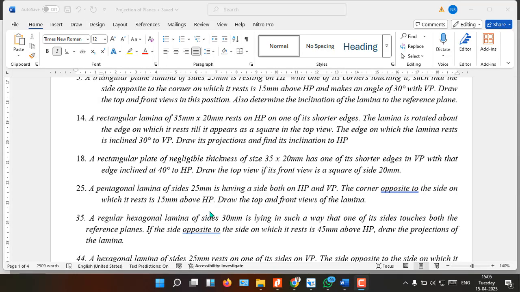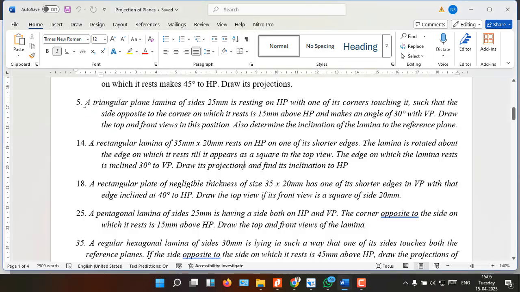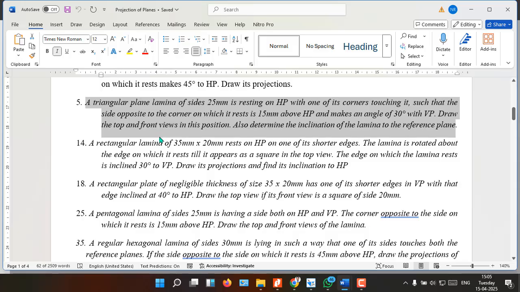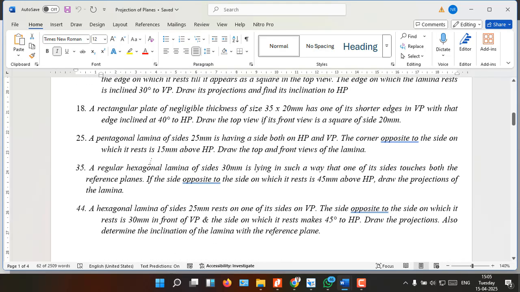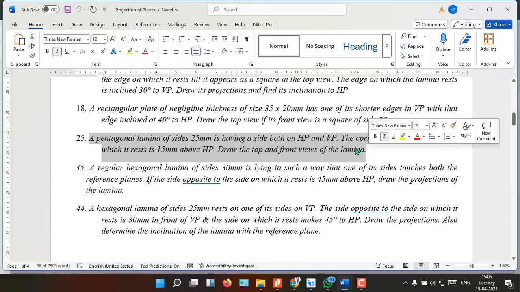Good morning, students. Continuing with type 2 problems in projection planes. In the previous video, we discussed problem number 5, which is on a triangle plane. Similar to that one, we have two more problems with respect to pentagon and hexagon.